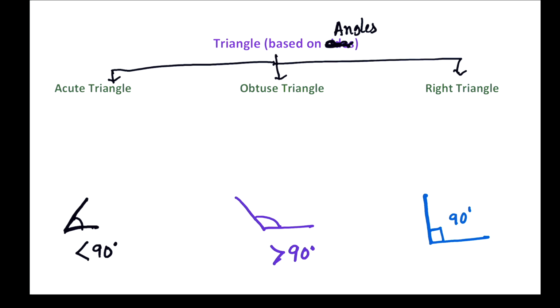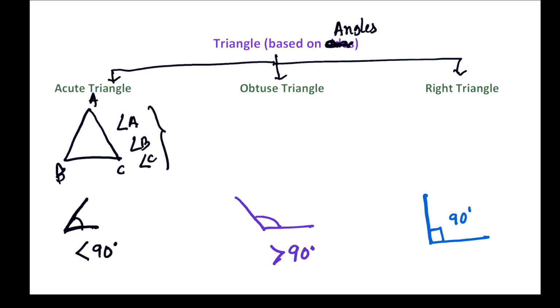Let's talk about acute angle triangle. A triangle which has all the angles less than 90 degrees is called an acute angle triangle. So this is our triangle. All the angles, angle A, angle B, and angle C, are less than 90 degrees. This is called an acute angle triangle.